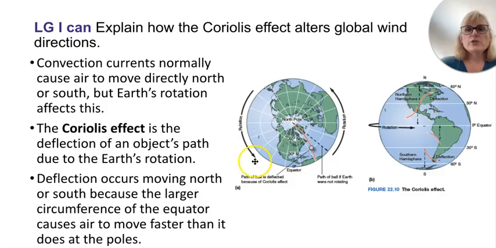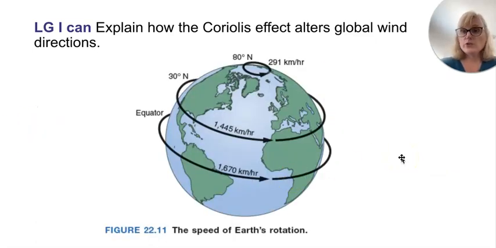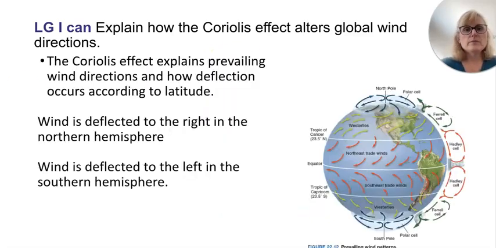And deflection occurs faster or slower, or more or less, because of the distance at the equator versus the north and south poles. Oh, and here's a great diagram to show that. So at the equator, it has to travel faster because it has more distance to cover in one spin than at 30 degrees north or 80 degrees north. All right, so Coriolis explains our wind patterns and how they deflect.